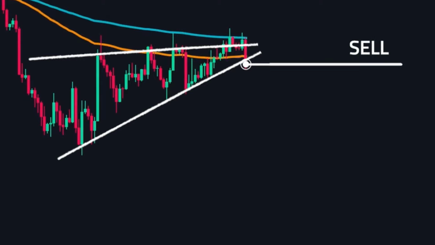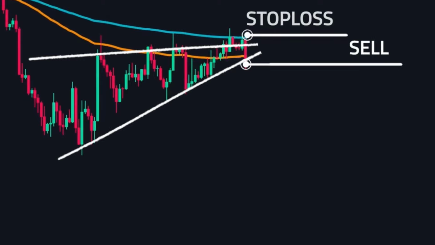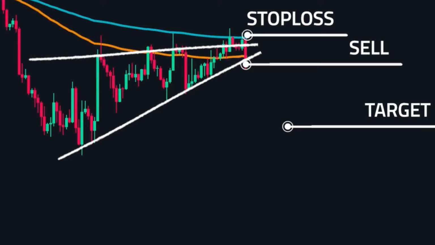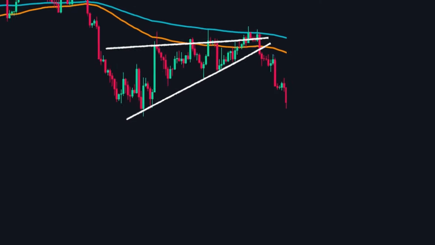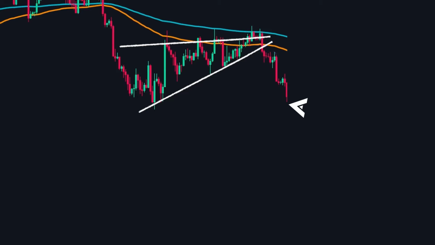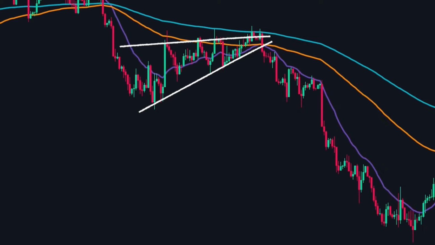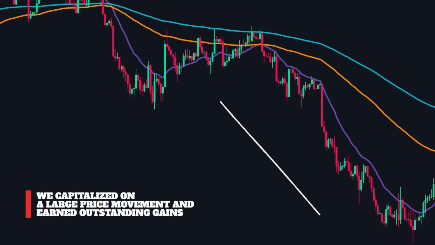the candle's close. We position our stop loss over the upper boundary and aim for a 2:1 risk-reward ratio. When the price reaches our objective, we exit half of our position and adjust the stop loss to break even, making the trade risk-free. We then use the 20 EMA to track our profits. When the price breaks above the 20-day moving average, we exit the remaining position. In this case, we capitalized on a large price movement and earned outstanding gains.